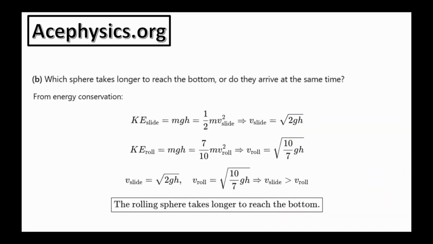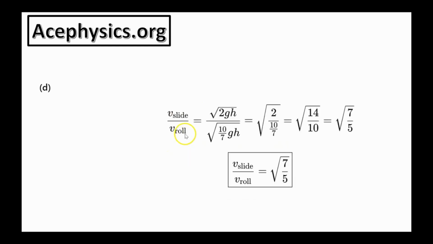Part B asks which ball takes longer to reach the bottom. For the ball that slides, I know mgh equals 1/2 mv squared, and so I can solve for the final velocity as the square root of 2gh. For the ball that rolls, mgh is equal to 7/10 mv squared. So at the bottom, the velocity of the ball that rolls is the square root of 10/7 gh. The rolling sphere takes longer to reach the bottom. It has the same amount of kinetic energy, but its translational kinetic energy is less, so its center of mass is moving more slowly.